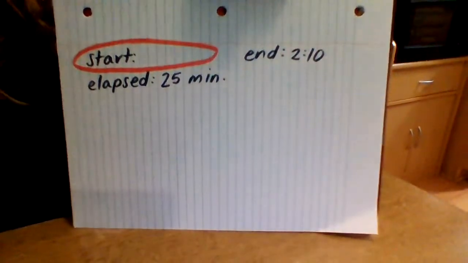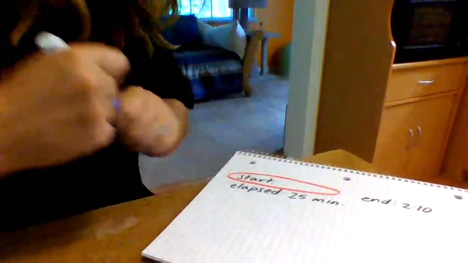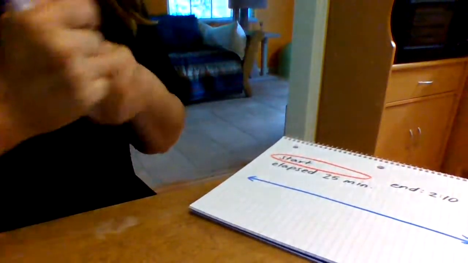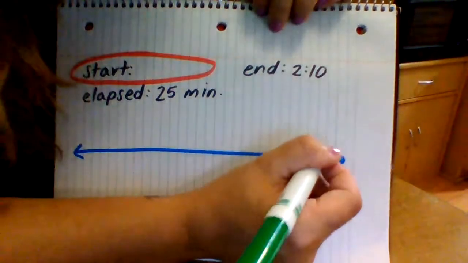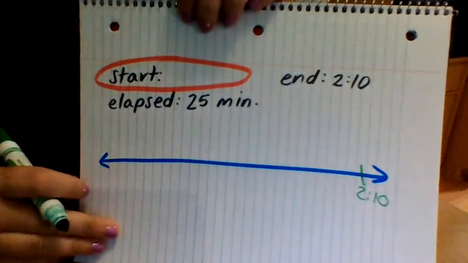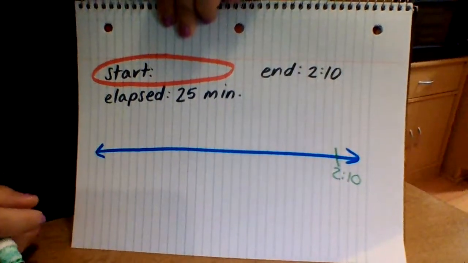All right. Last problem, and I made this one similar to the last one, where we're going to end up having to go backwards across the hour, because I know that it's a frustrating thing that you have to deal with in these problems. My end time is 2:10. I'm trying to find my start time, and I know I have to go backwards 25 minutes.